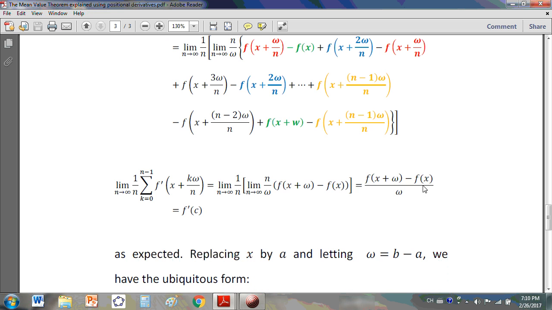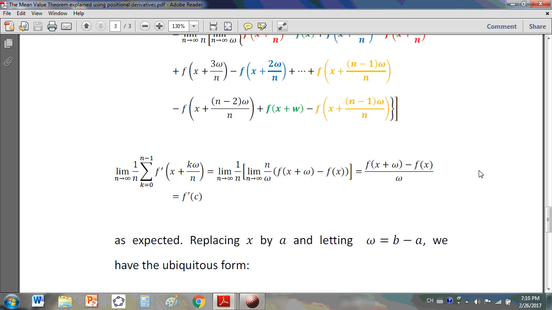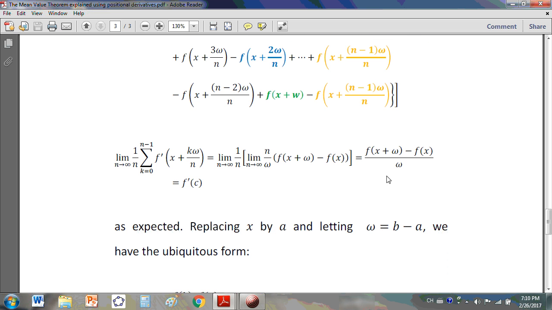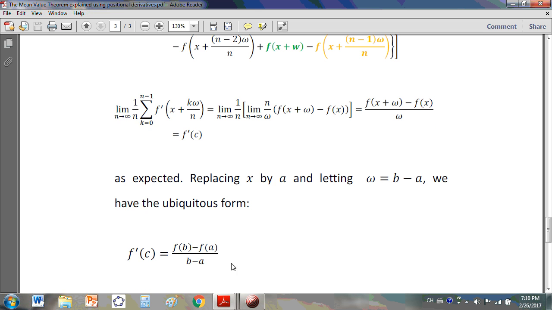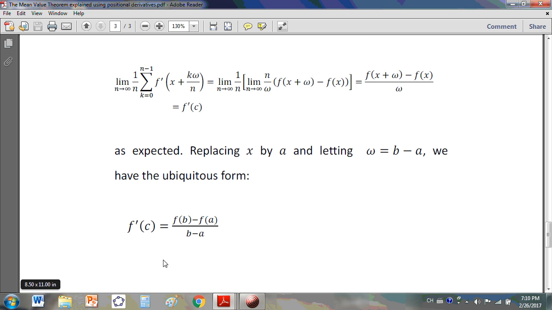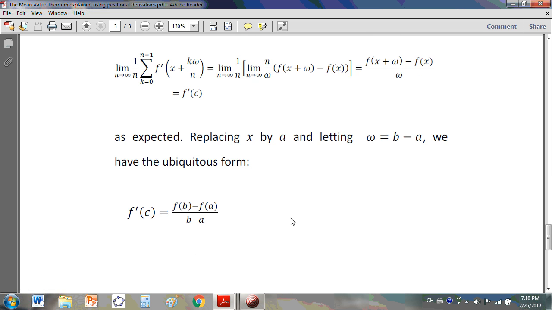Now, you may say, well, that doesn't look exactly like the standard definition. Well, that's pretty easy to fix. All we do is we replace x by a and we let omega equal b minus a to arrive at the ubiquitous form, which is f prime of c is equal to that particular ratio. Now, that is the constructive proof in just 3 pages using the bogus calculus.